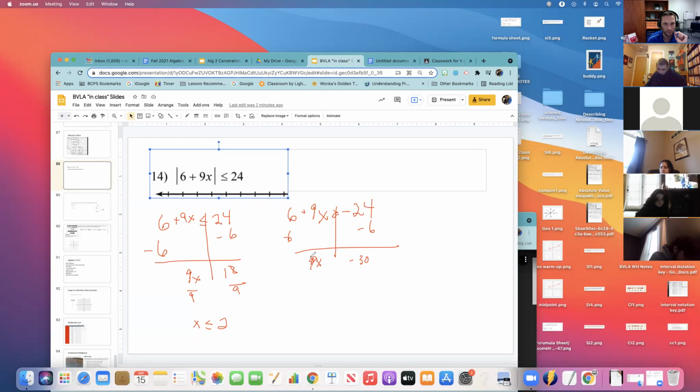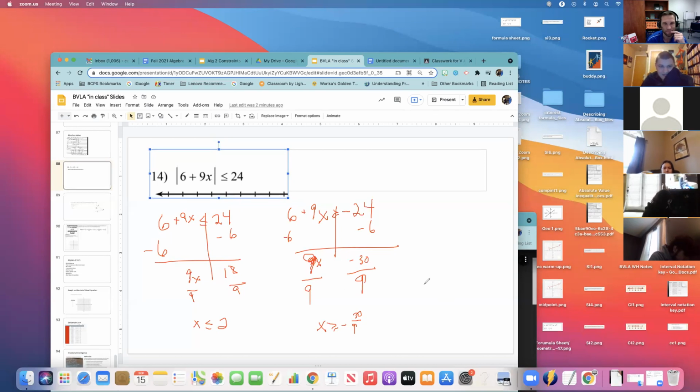Sorry, but that's a really bad 9. 9. And then divide by 9 and divide by 9. And x is more than or equal to negative 30 over 9. This is just 30 over 9, which is really 3 and a third, right? So 3.33 or something, negative.